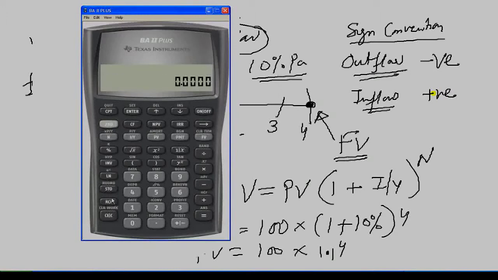Now there is a button called the recall button. If I press this recall button and any of these buttons, I will get the value which is stored there. So if I press recall and PV, I should get -100. Let's see, press recall, press PV, it is recalling that number. Press recall N, recall I/Y, recall PMT, nothing was stored, recall FV. That means you have done some calculation and it is stored there.